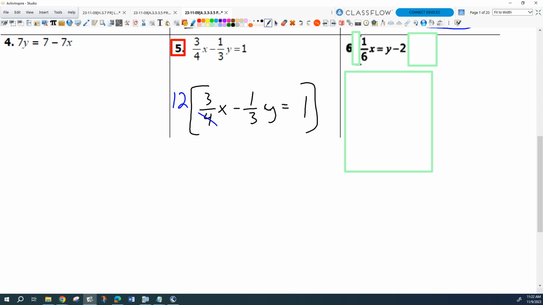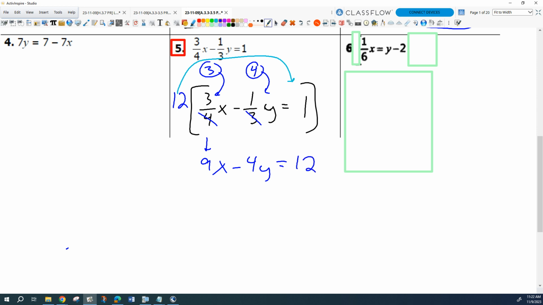So 12 over 4 is 3. The denominator's canceled. I just multiply that 3 by the top and get 9x. There you go. 12 over 3 is 4, times the top, which is -1. So I get -4, and then I'm multiplying by y. And then equals 1. Is that right? 12, exactly, because I've got to distribute this over there as well, don't I? So I get equals 12. And I got it. Okay.